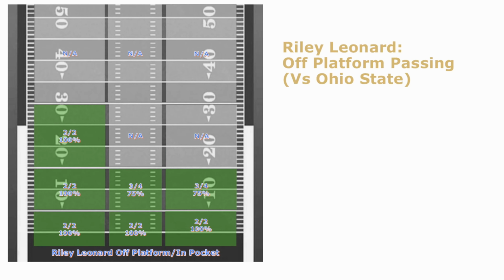For his off-platform passing, Ohio State did a pretty good job keeping to their game plan and keeping Leonard in the pocket, but Leonard really came ready to throw on the run. He had a fully green passing chart on the move, with most of the areas being at 100% and no area being less than 75%. Again, a lot of these areas were very close to the line of scrimmage, but seeing Leonard be able to create out of structure and against the defense giving him so many fits was really encouraging.